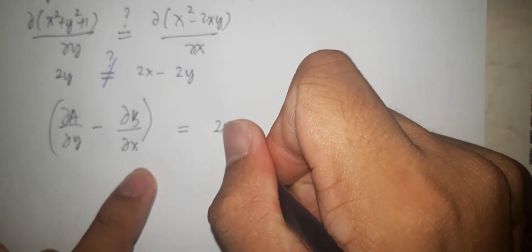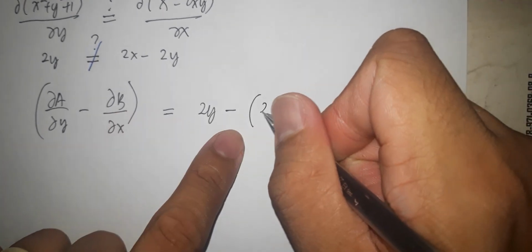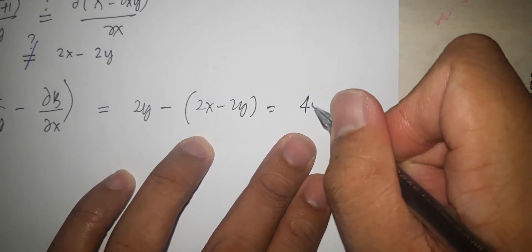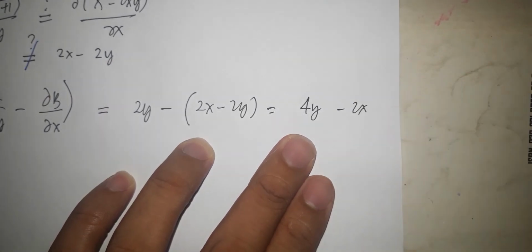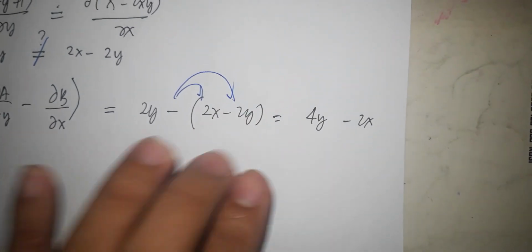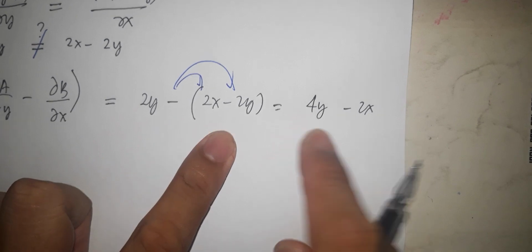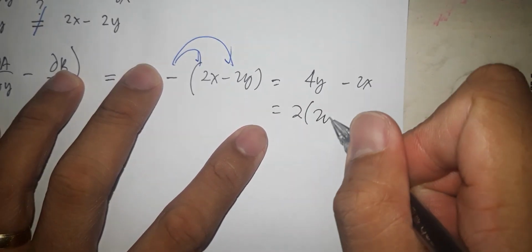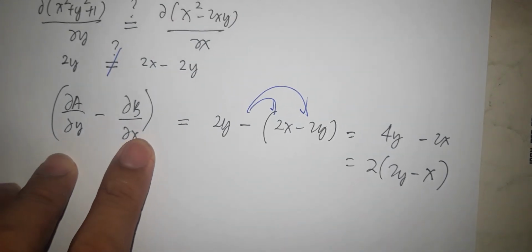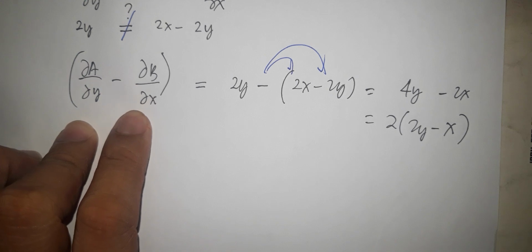Ano ba ang difference? So, 2y minus partial derivative of b, that's 2x minus 2y, and then that is equal to 4y minus 2x. So again, you have to distribute that negative. Kaya magiging 2y minus minus 2y is positive 4y minus 2x. But 2 is common, so magiging 2y minus x. Yung ating partial derivative of a with respect to y minus partial derivative of b with respect to x.